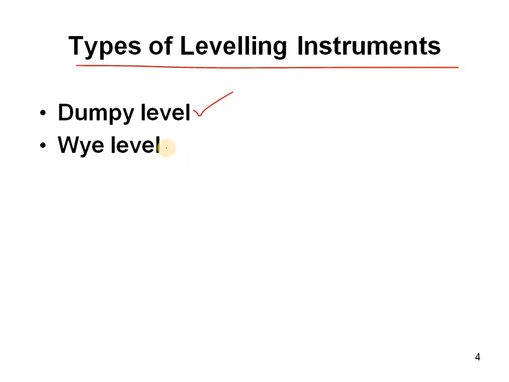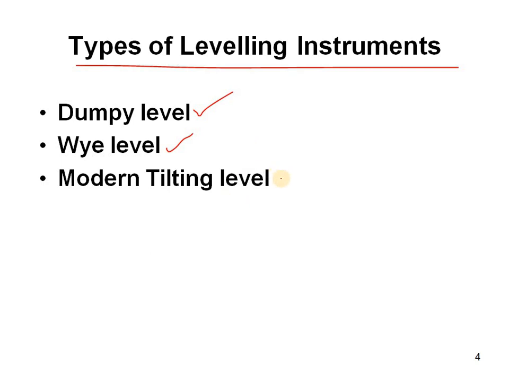The next one is the Y level. The Y level is the oldest model, used in the olden days before the dumpy level came. It is hard and tough to take measurements quickly with the Y level, so it took more time to take measurements in those days.